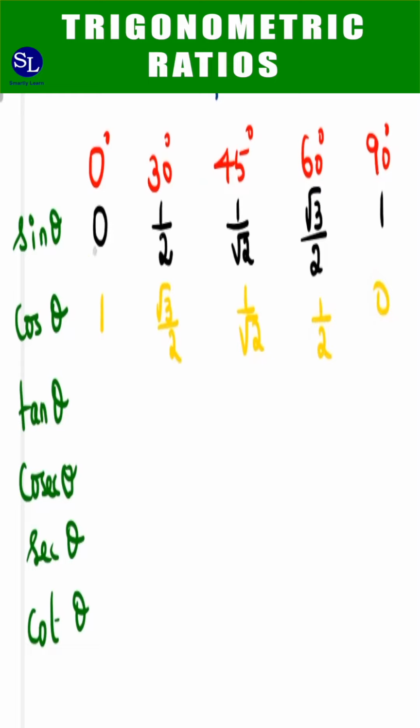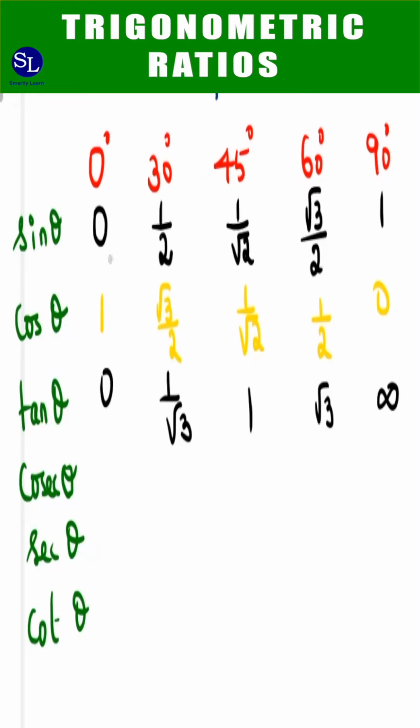Now for tan theta, I'm going to divide. 0 by 1 is 0. Then 1 by 2 divided by root 3 by 2 is 1 by root 3. This will be 1. This will be root 3. And finally 1 divided by 0 is infinity.